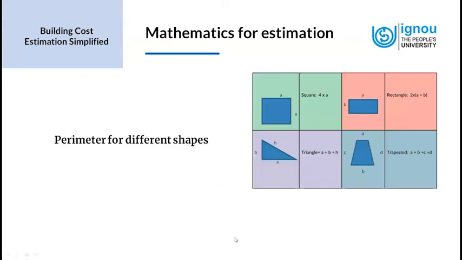Now we'll go on to look at the perimeter for different shapes, the common shapes like square, rectangle, triangle and trapezoid. We know that broadly we make a sum of the length of the sides, and that is how we get the perimeter. So for a square, because the sides are equal, we have one side as A. The 4 sides will sum up to 4 times A. So the perimeter of a square is 4 times A.